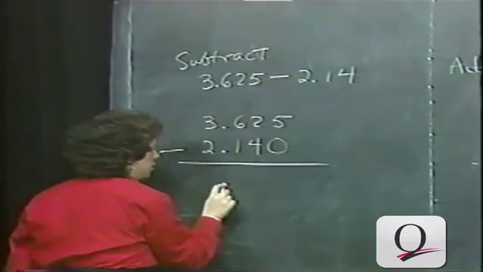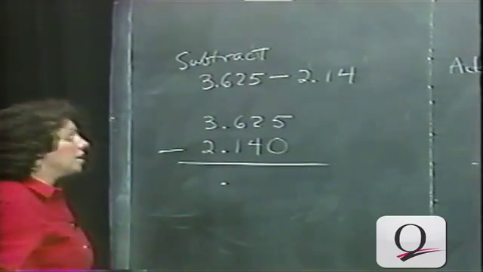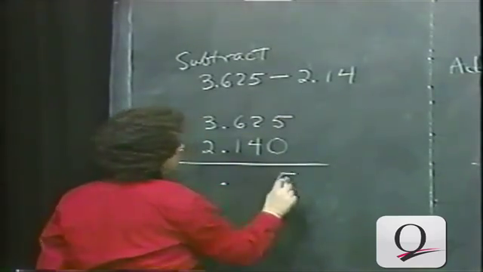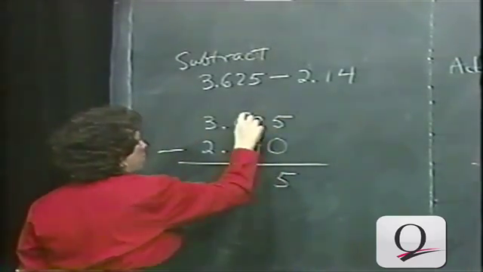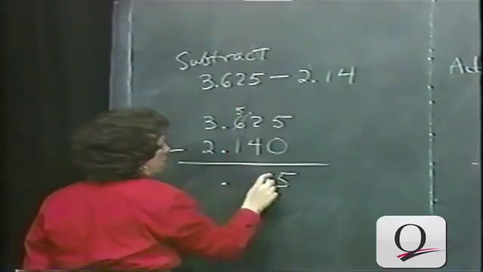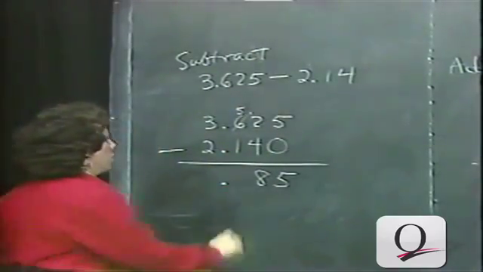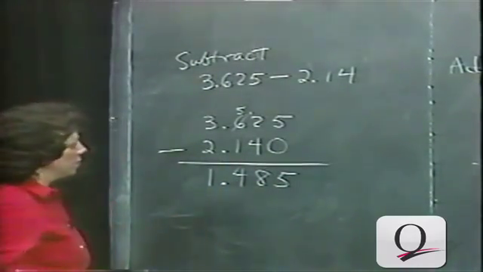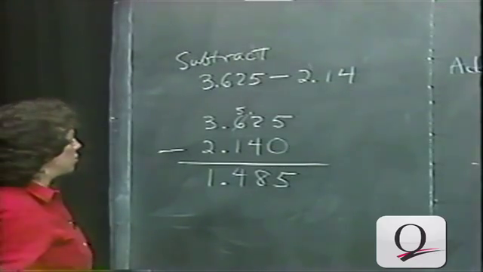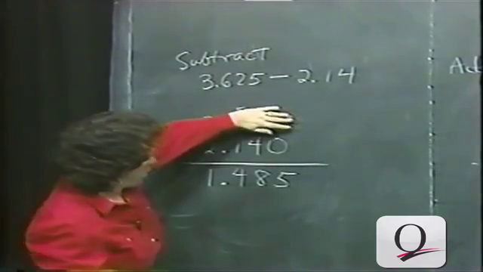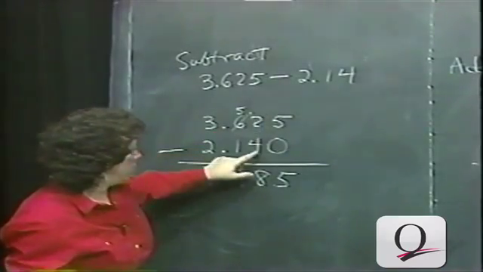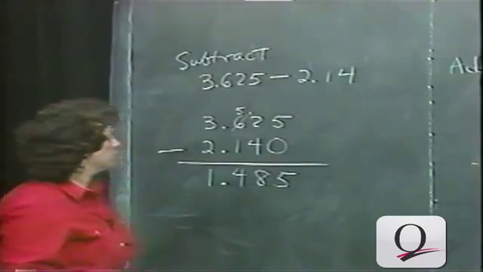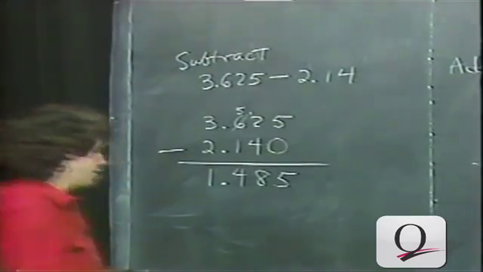Put the decimal point in the answer, directly under those decimal points. And now to subtract in columns. 5, take away 0, 5. 12, take away 4, 8. 5, take away 1, 4. 3, take away 2, 1. And of course, you know you can check a subtraction problem by adding. 5 plus 0, 4 and 8, 12, 1, 4 and 1, 6, 1 and 2, 3. So the answer is 1.485.